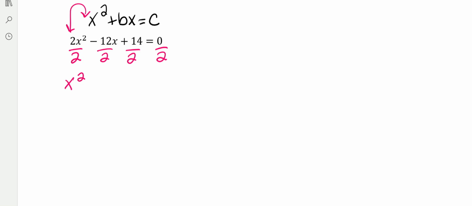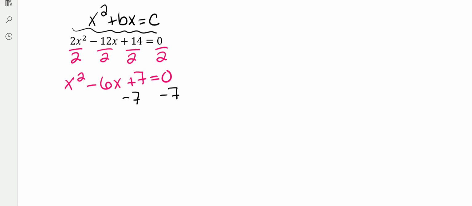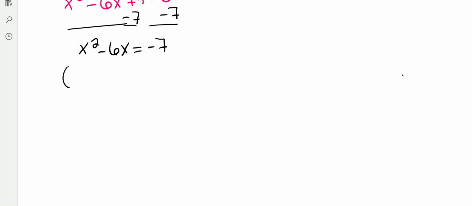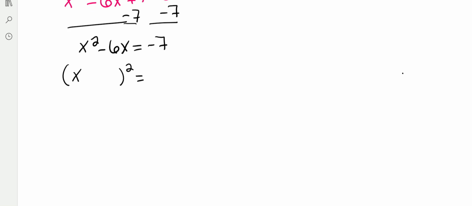We'll have x squared minus 6x plus 7 equals 0. Well, that's cool, but we still have a problem because it's not actually in this form yet, is it? So I have to subtract 7 from both sides. So we'll have x squared minus 6x equals negative 7. From here, remember, we're going to make our parentheses, squared equals, our variable is x, equals negative 7. We just bring that right down.